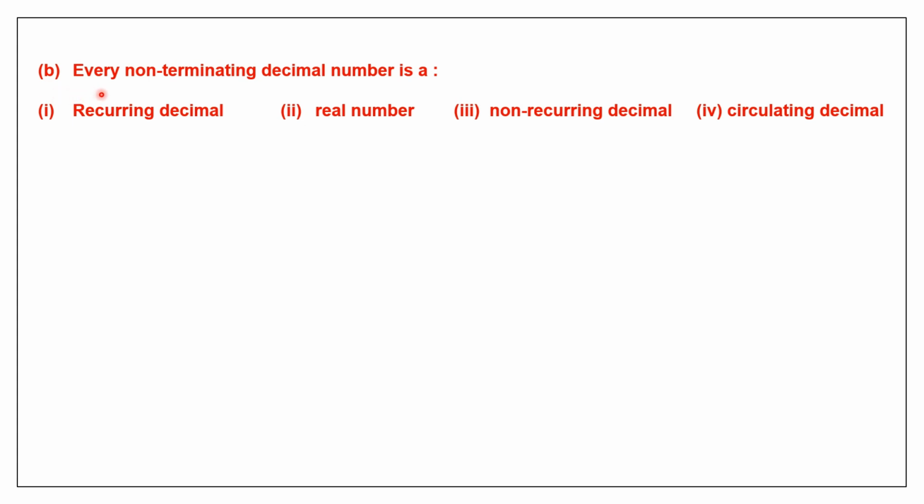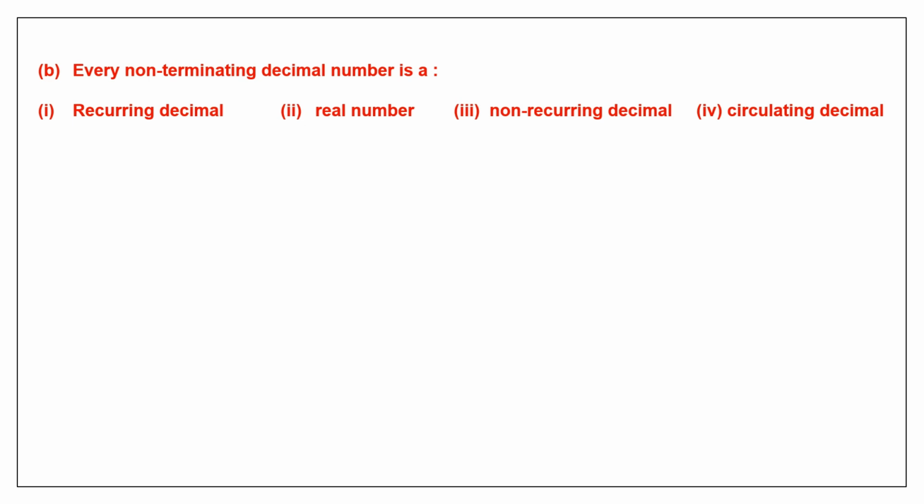Question B. Every non-terminating decimal number is which of these? A non-terminating decimal number is a decimal number that does not end. It goes on and on and on. When you divide two numbers, if the quotient goes on and on as a decimal number, we call it a non-terminating decimal number. Now that can be a recurring decimal. A non-terminating decimal number can be a recurring decimal. Now what is a recurring decimal?